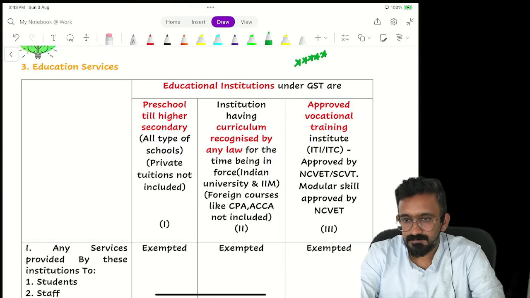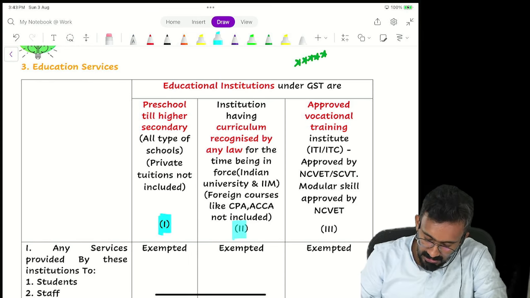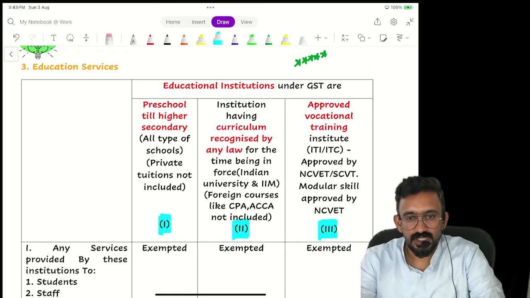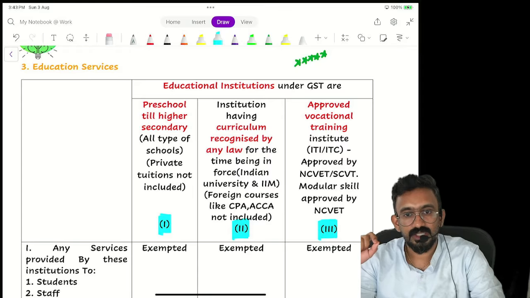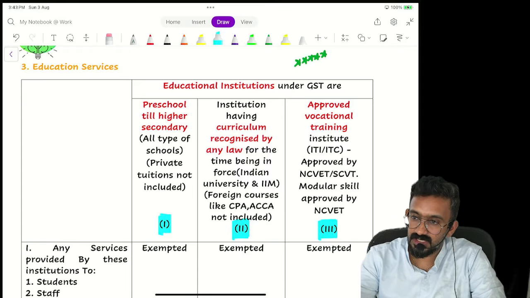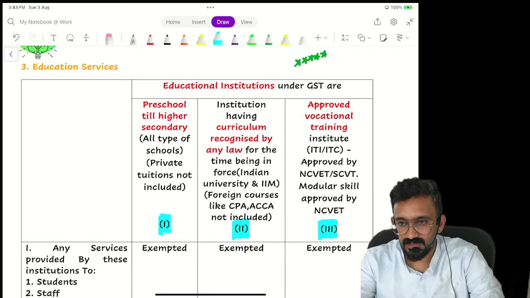There are 3 educational institutions which will carry exemption, and I'm even categorizing them with numbers here: Category 1, Category 2, Category 3. Only 3 educational institutions are recognized for exemption in GST. What's the first one? Preschool till higher secondary. Does it include private tuition? No. Does preschool include nurseries, LKG, UKG? Yes. Higher secondary would be maximum 12th.